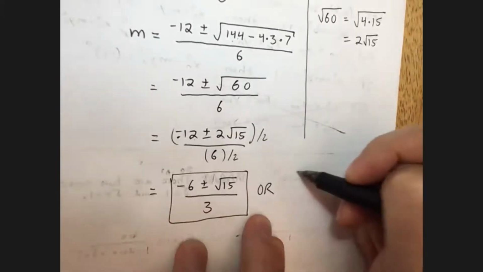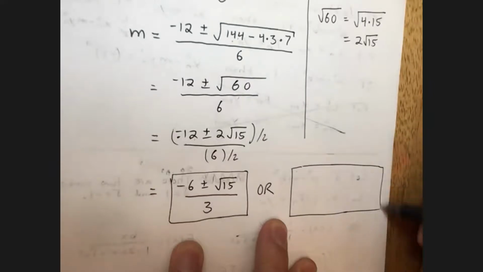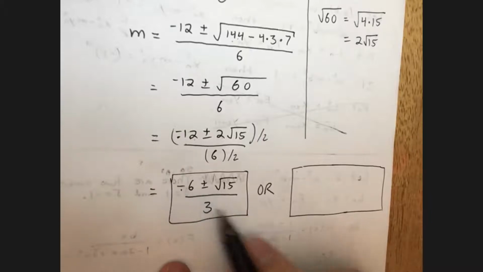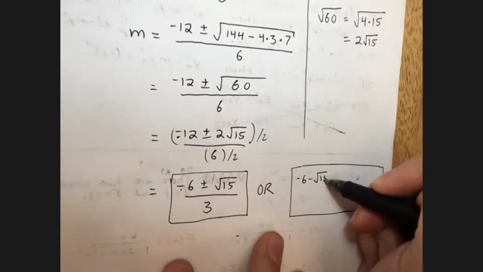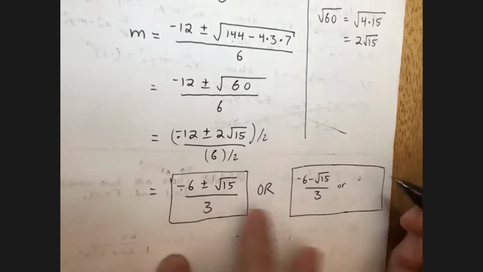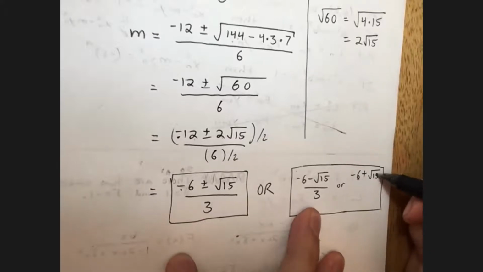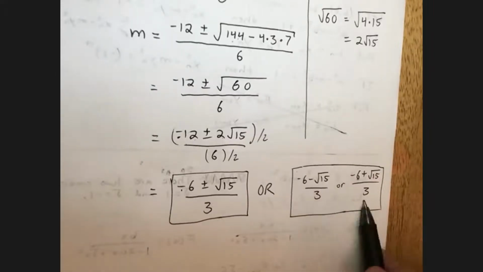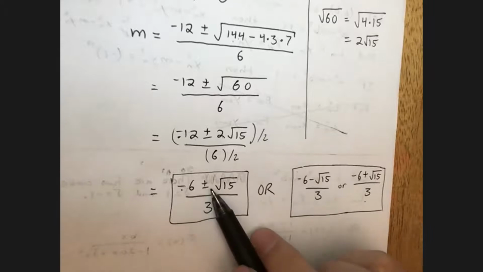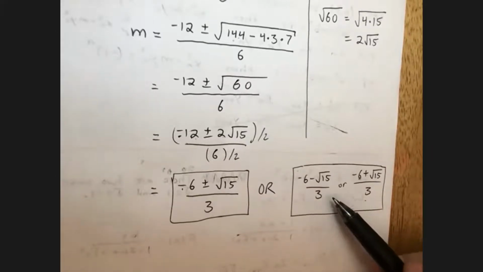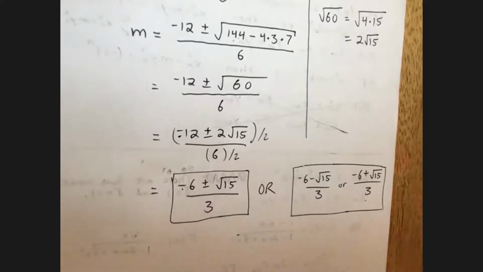Or you could write it like this. You could write down the two answers individually. Negative 6 minus root 15 over 3. And then put an or here. And then negative 6 plus root 15 over 3. So in my open math, you're going to want to write the two answers separately because there's no plus or minus button. All right, so you're going to have to write it like this. And you'll separate these by commas. And this is as simple as we can write it because unfortunately, root 15 can't be simplified anymore.